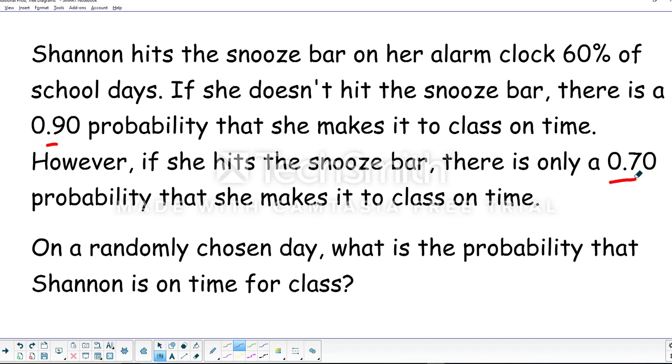Okay, so when you first read through this, your gut might be just to say, well, I can take 0.9 and 0.7 because those are the times when we say that she's on time. But what happens if we add those two together? 0.9 plus 0.7 gives us 1.6. Hey, we know that can't happen, right? That's a bad thing. Probability can't be more than 1.